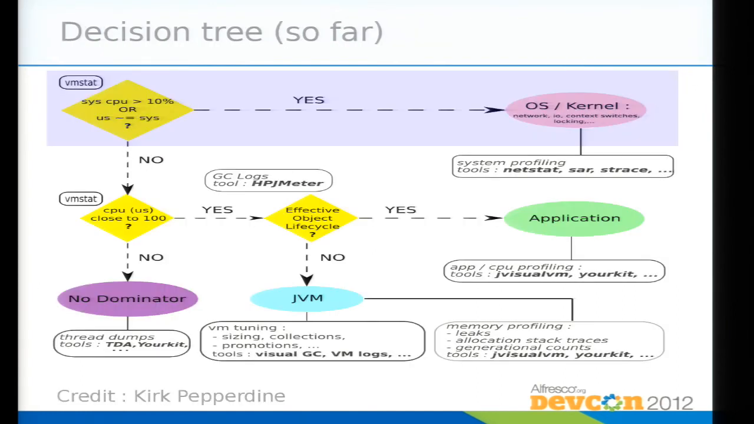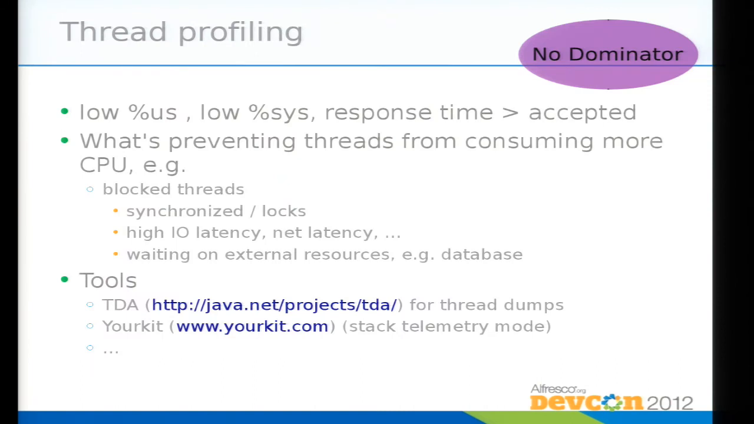So far we just talked about the above portion. Now we're going to talk about the bottom portion, the node dominator, meaning if you have CPUs that are doing not much and you want to find out why that is. So what you would do is thread profiling. You want to do that if you have, as I said, low system time, low user time, and of course, if your response time is above what you want. Because if it's fine, then there's no point in taking a thread dump.